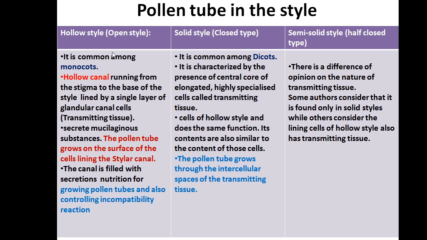If you look at the pollen tube in the style, there are three types of style you can see in plants: hollow style, solid style, and semi-solid style. Focusing on the hollow style, it is also called the open style. It is common in monocot plants, with a hollow canal running from the stigma. If you take the stigma of a hollow style, there is a hollow canal.